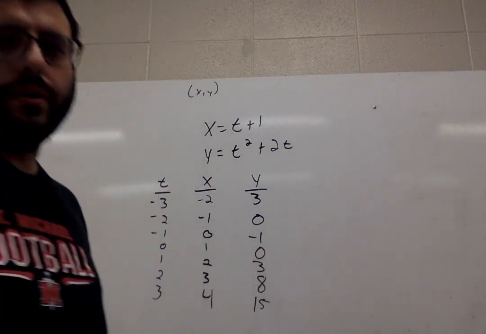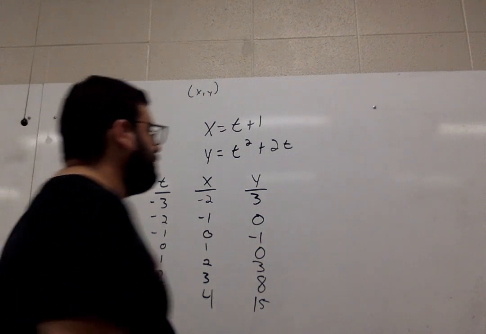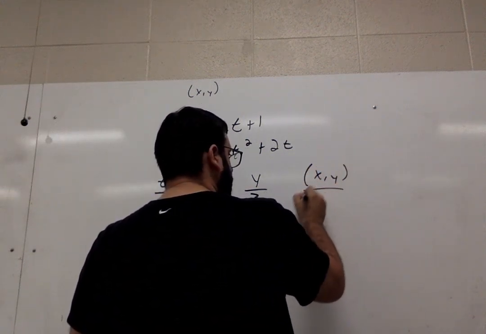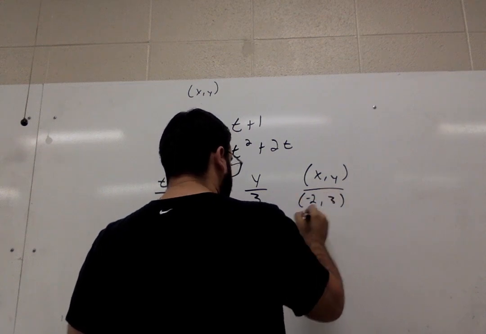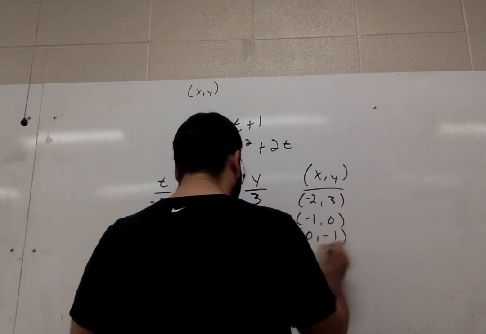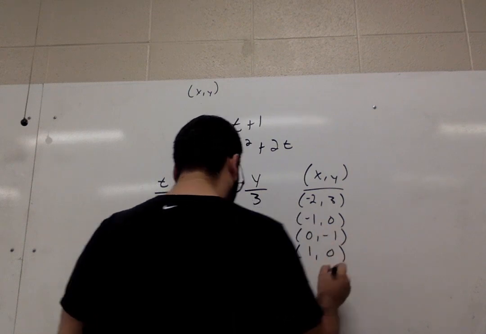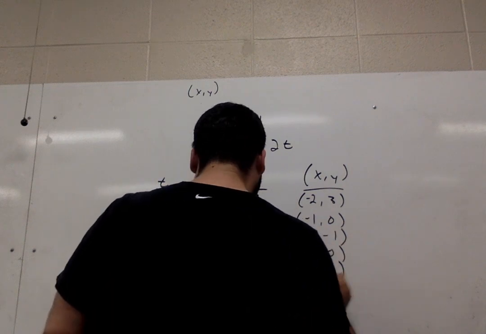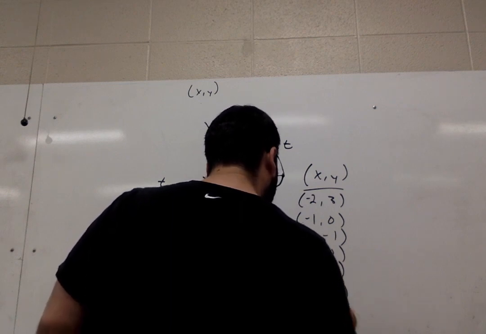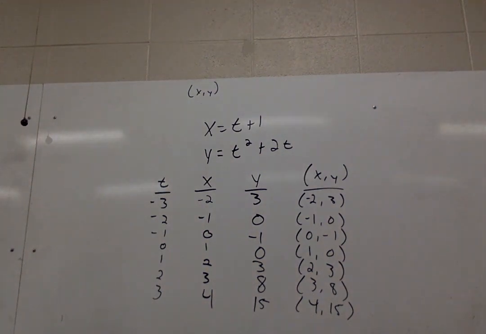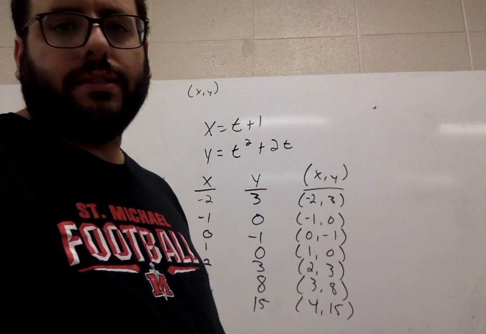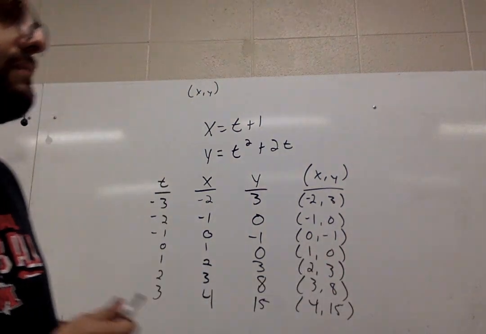Okay. So now I can put these together as an ordered pair, x comma y. So -2 comma 3, -1 comma 0, 0 comma -1, 1 comma 0, 2 comma 3, 3 comma 8, and then 4 comma 15. All right. So there are the x and y values. So that's the first part.